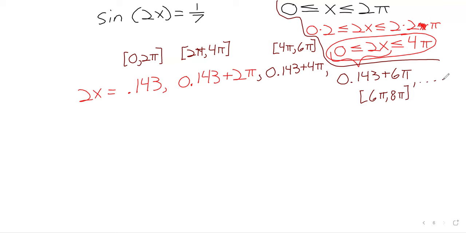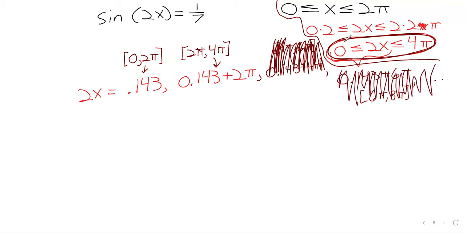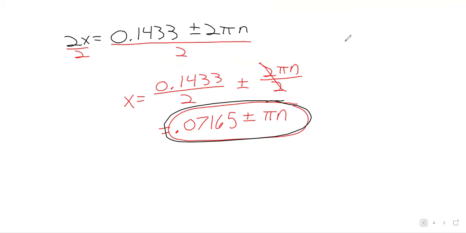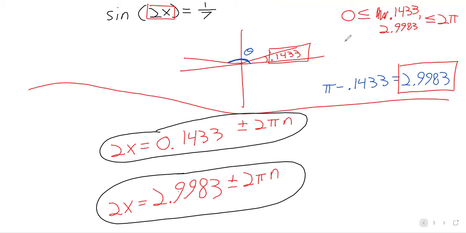And now we just look and we say, well, what do we want? We're looking for answers between 0 and 4 pi. So this is okay, and this is okay, but this isn't okay. We don't want that answer, it's too big. And this isn't okay. We don't want that answer, it's too big. And so on. So we wind up with 2 answers from this. So we've taken this infinite collection of answers and we've pruned it down to 2. And then we do the same with 2.9983.